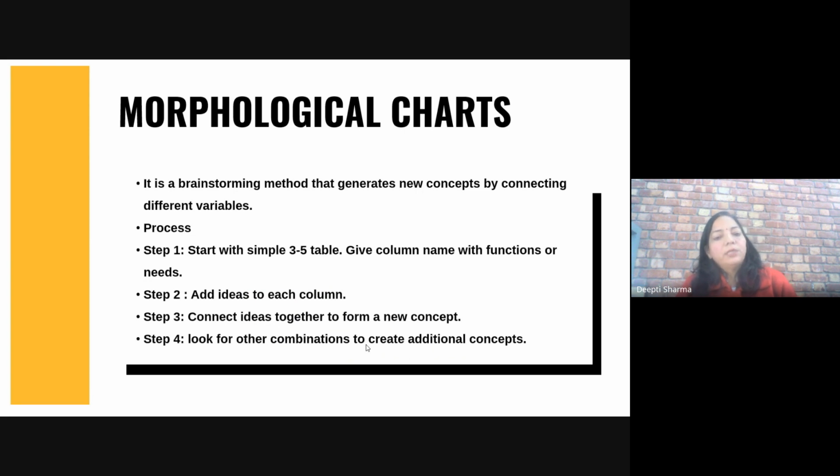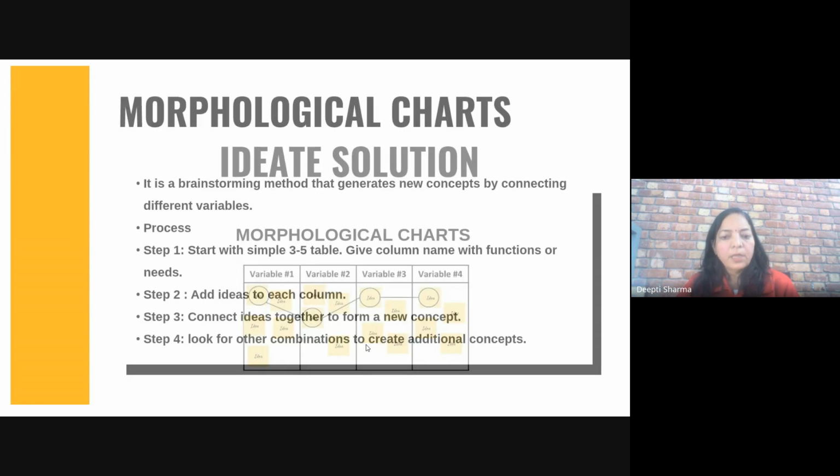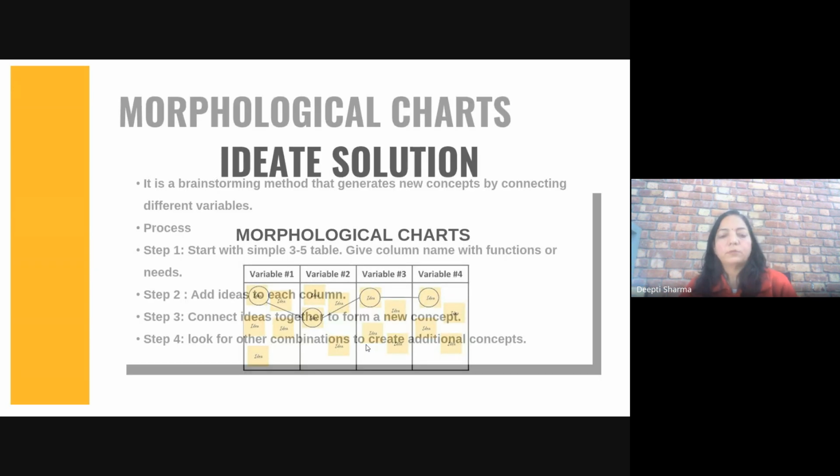A morphological chart is a brainstorming method that generates a new concept by connecting different variables. And the process of morphological charts is: step one, start with a simple 3 to 5 column table, and give the column names with the functions or needs. And step two is adding the ideas to each column. Here we can see in this diagram that we have divided these columns into different parts, and we have assigned the ideas to different columns also.